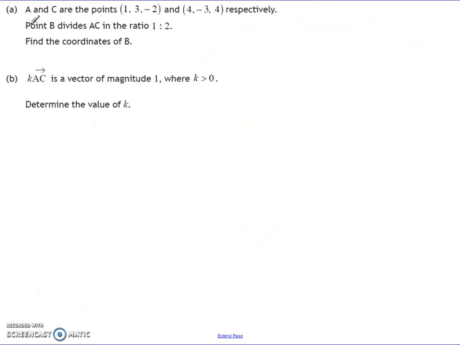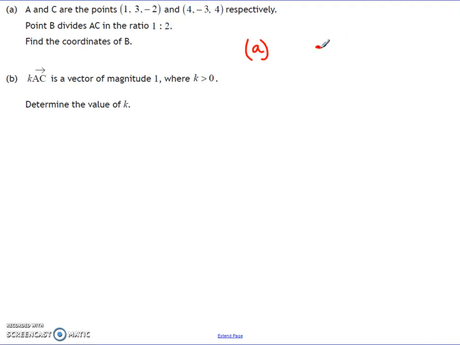Third question. I've got first part being A and C are these points here respectively. Point B divides AC in this ratio. Find the coordinates of B. Now this may not look like a vector, but it's a three-dimensional question. It's bringing in points. It then allows us to take this part here and look at different vectors. So let's have a crack at both of these. For part A, A and C are the points here. B divides AC in the ratio of 1 to 2. Find the coordinates of B.